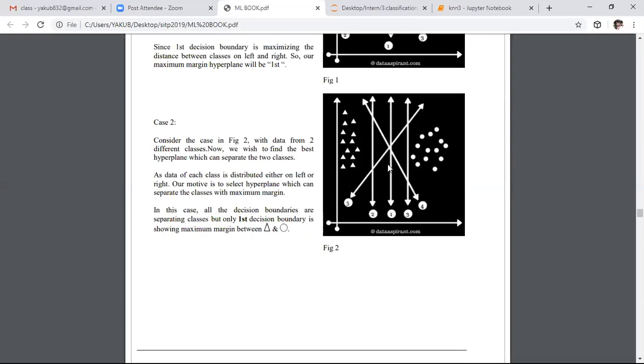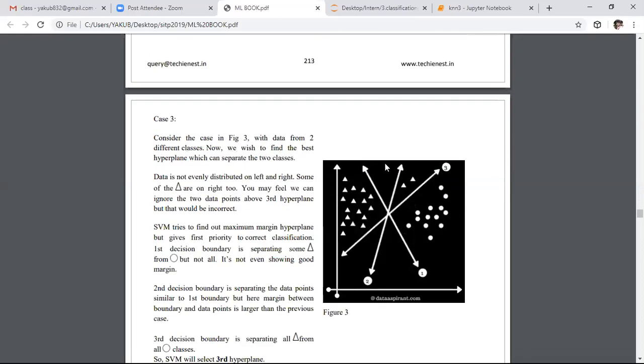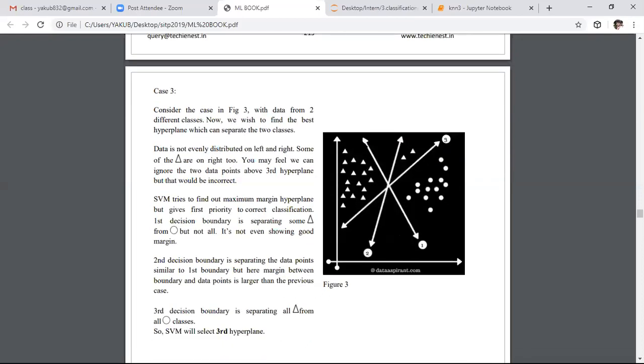If you observe this example, here we have hyperplane 1, hyperplane 2 and hyperplane 3. We need to choose the best hyperplane out of all three. Coming to hyperplane 1, it is biased toward the data points in triangular shape. Whereas the second hyperplane is a very good hyperplane and an optimum hyperplane. It has a high margin.